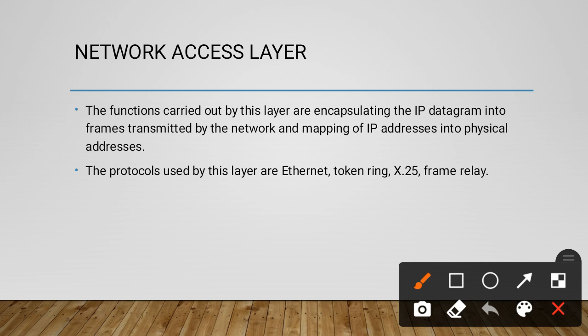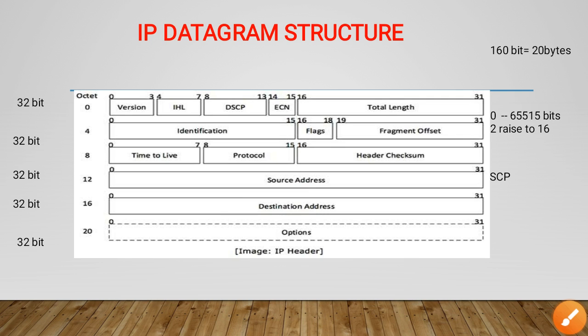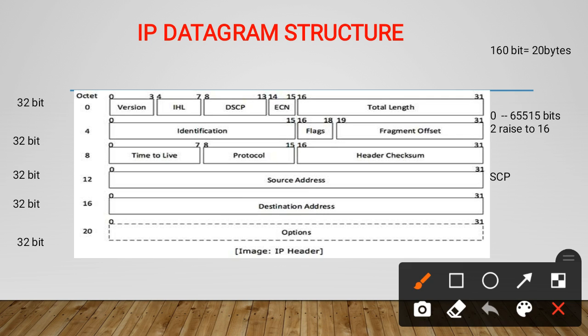The protocols used by this layer are Ethernet, token ring, X.25, and frame relay. These are the protocols used in the network access layer. The IP datagram structure is also used for this one.